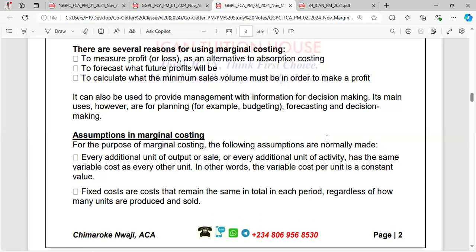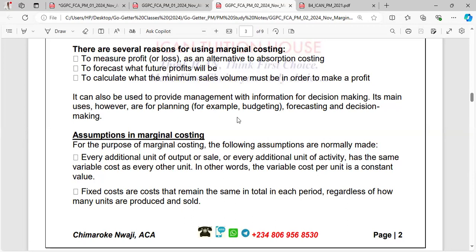Second assumption, fixed cost. Now, not in per unit, but fixed cost in total terms is constant, regardless of how many units you are producing and selling. Take note, variable cost is constant only in per unit. Fixed cost is constant only in total terms. If you know these two principles, marginal costing will have been half solved.